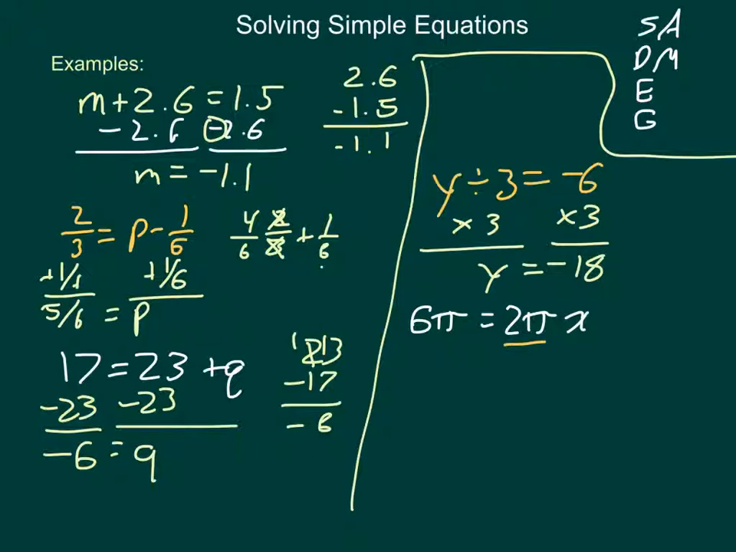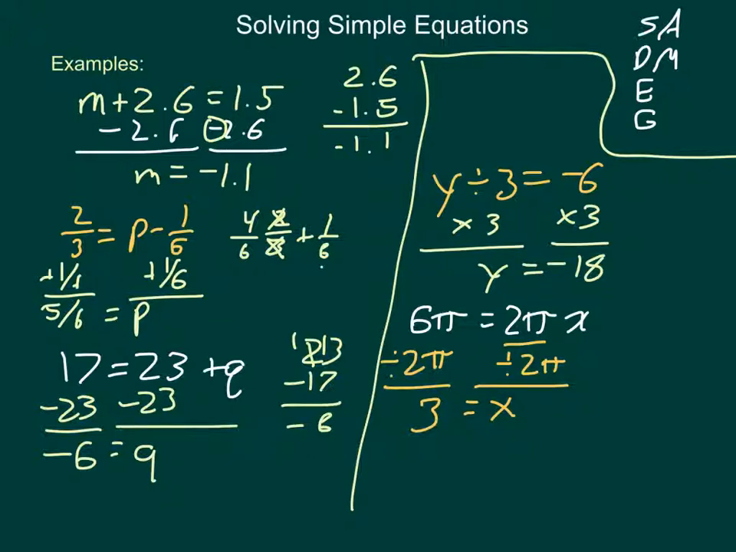So how do I get rid of that quantity? Well, the inverse operation for multiplication is division. I will divide both sides by 2 pi. Pi divided by pi is 1. And 6 divided by 2 is 3. So the solution to this equation is 3.